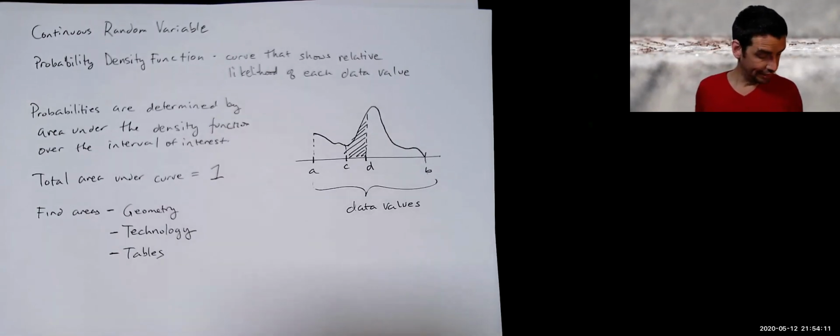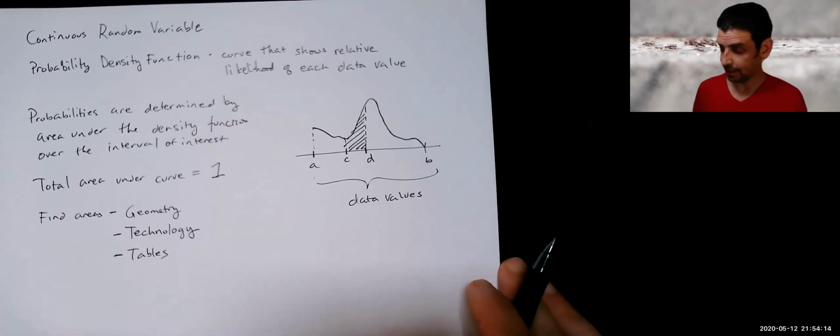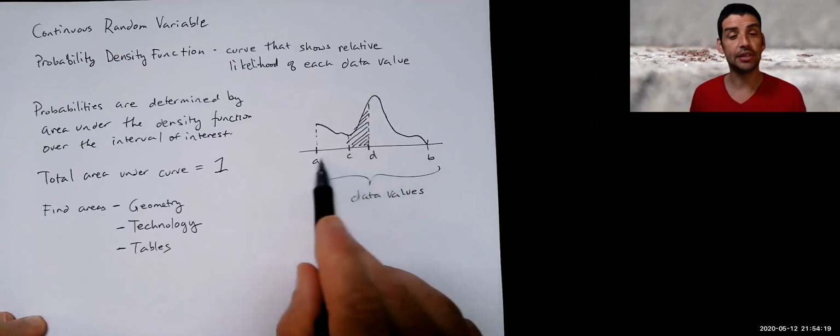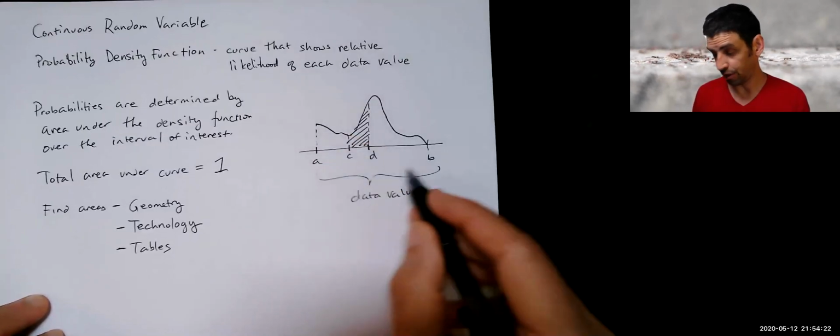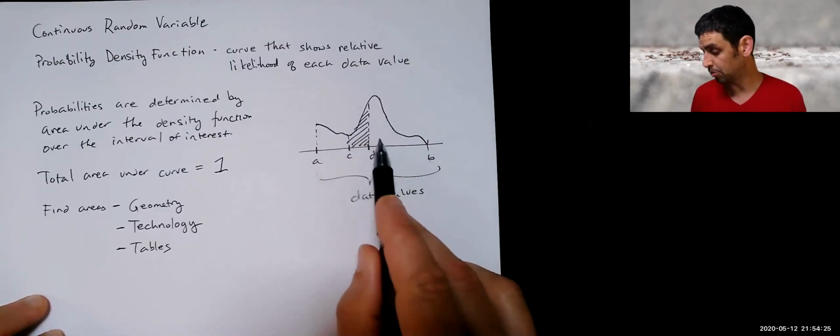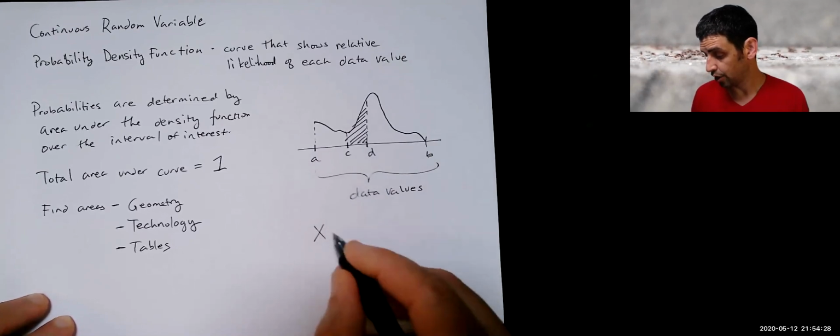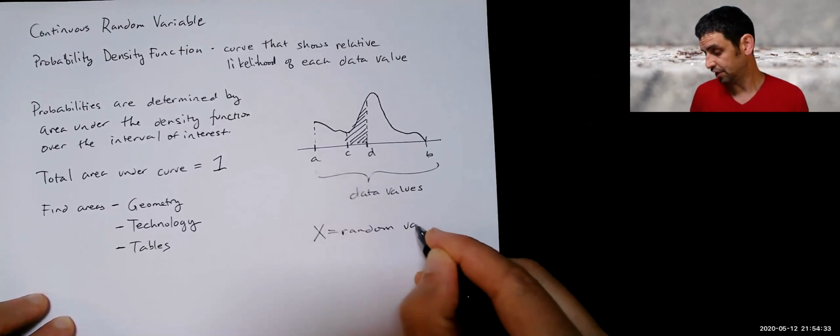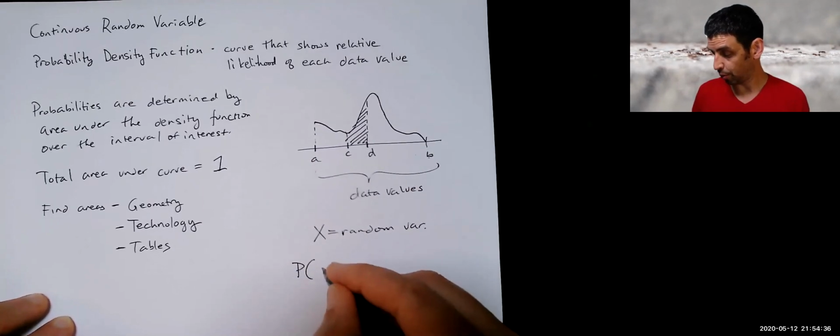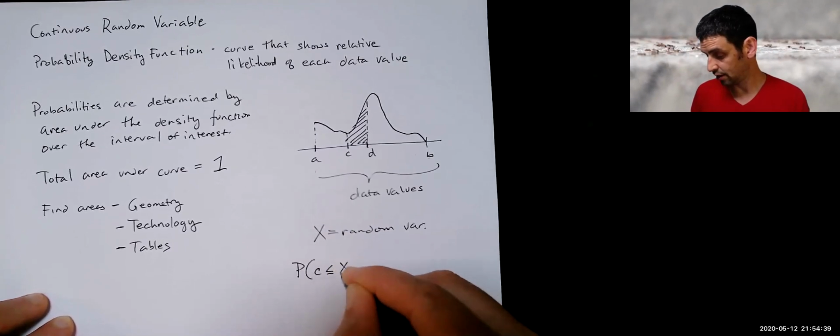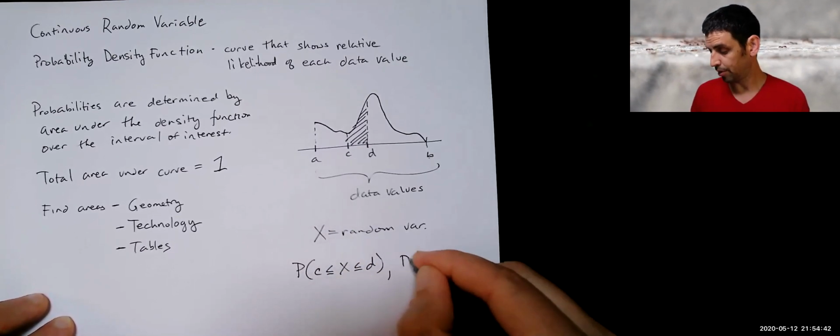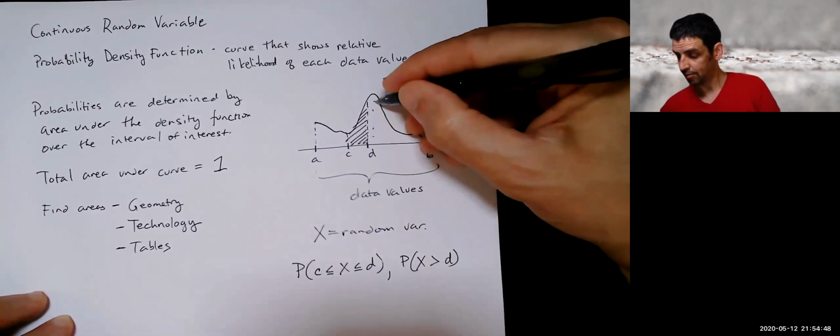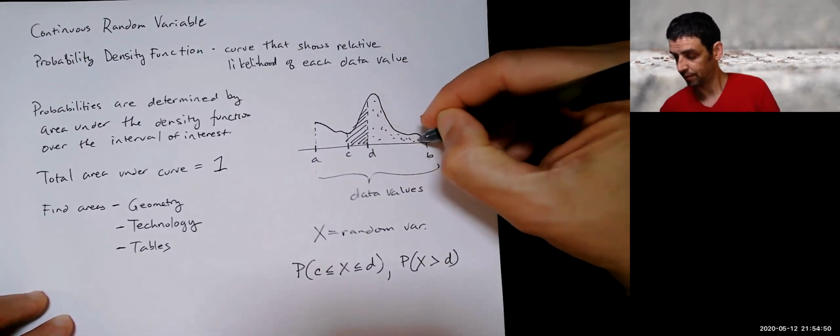I've also been sort of hinting at something without saying it precisely. We are always going to be asking for areas, probabilities over intervals. So if this was the probability density function for a random variable x, and these were data values of x, if it's continuous, we're only going to ask questions like, what's the probability that x is between c and d? Or what's the probability that x is greater than d? That would be asking about this area up here.